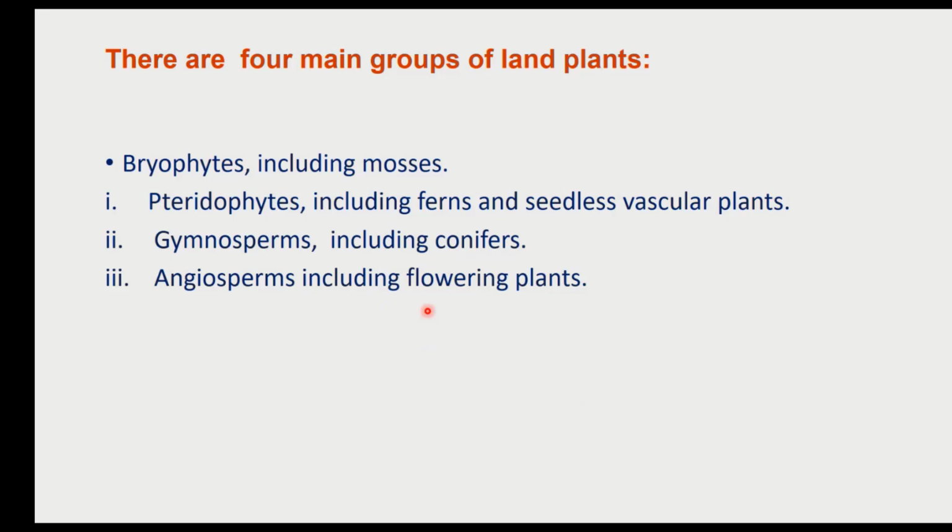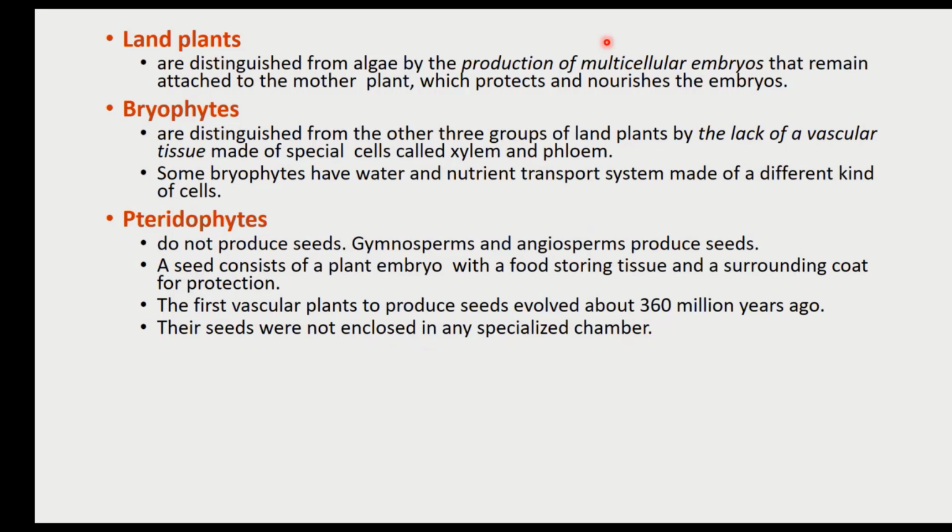So in a relatively short term, about 500 million years, plants diversified abundantly and colonized many land areas, and these are where there are many more land plants. In terms of explanation, land plants are distinguished from algae by the production of multicellular embryos that remain attached to the mother plant, which protects and nourishes the embryos. That's the difference in terms of land plants. And the bryophytes are distinguished from the other three groups of land plants by the lack of what? Lack of vascular tissue made of special cells called xylem and phloem. And some bryophytes have water and nutrient transport systems made of different kinds of cells.